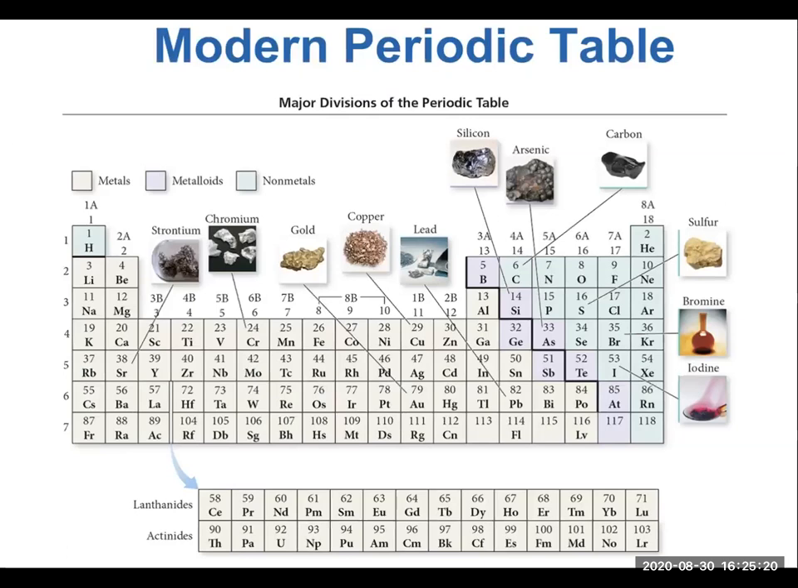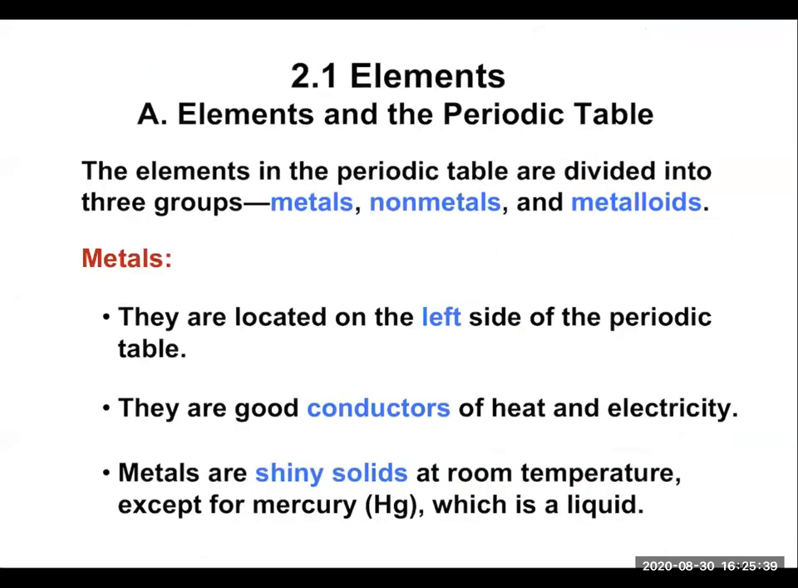So going back to the way we were dividing the periodic table, the first way we have is metals, metalloids, which in this case are in purple, and non-metals. Now we're going to go over the properties of each of these different groups. So metals are going to be on the left of the periodic table. Most of the periodic table is composed of metals.